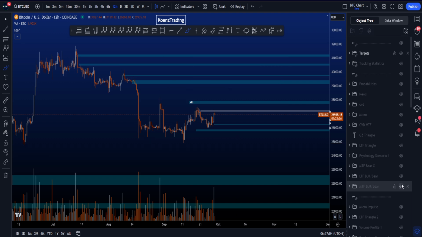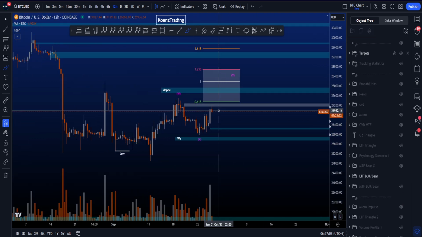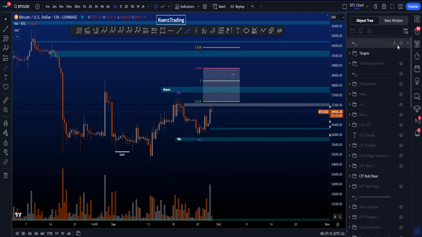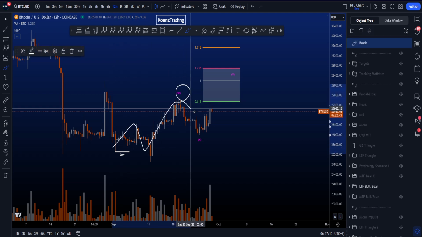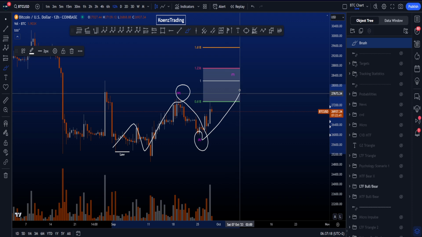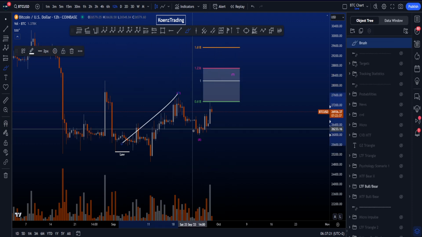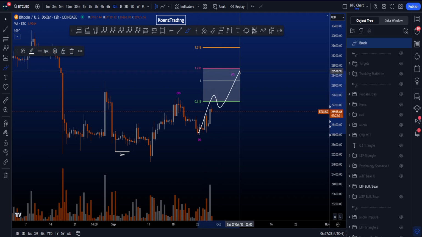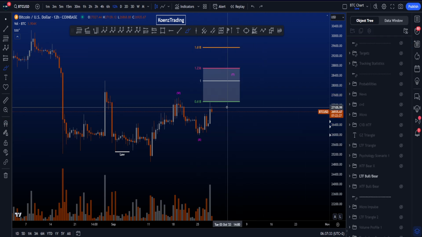Now, if we then zoom in to the corrective structure of this wave B, what I currently keep an eye on for this particular scenario is a WXY sideways double combo, which started with a flat over here in a wave W, double zigzag in X, and then I'd be looking for a zigzag in wave Y, because in a double combo, wave W and wave Y are not allowed to be the same structure. So W being a flat, Y can then only be either a zigzag 5-3-5 or a triangle, which also is of course still an opportunity.